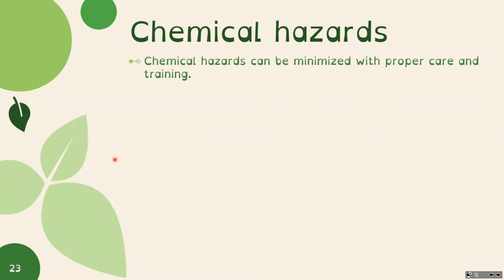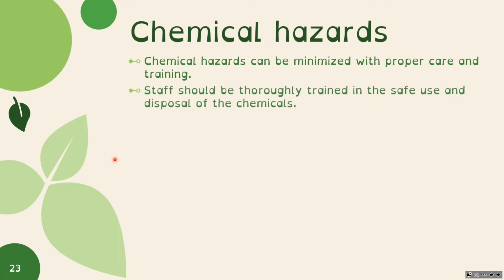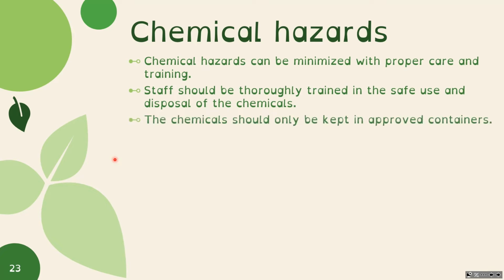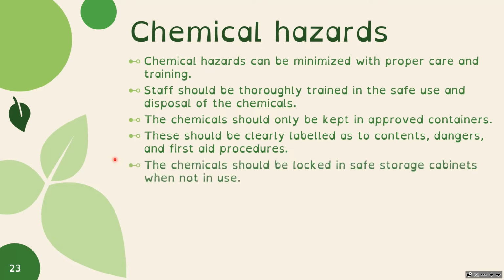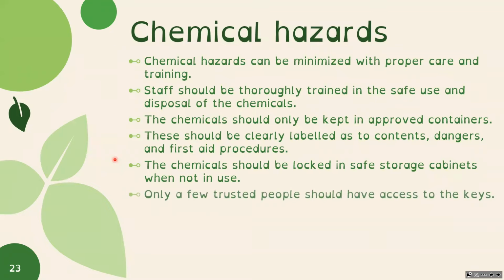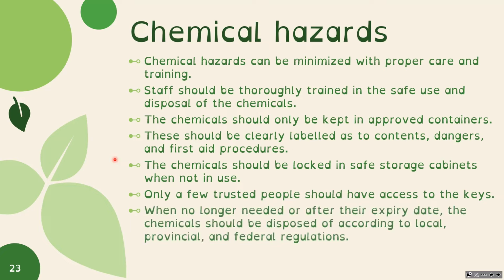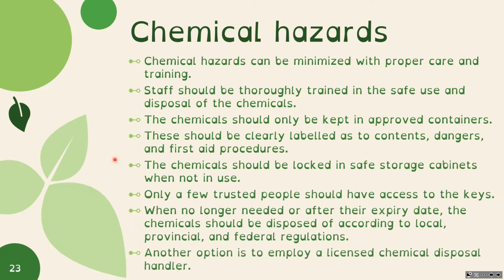So chemical hazards can be minimized with proper care and training. Staff should be thoroughly trained in the safe use and disposal of the chemicals. The chemicals should only be kept in approved containers. These should be clearly labeled as to the contents, the dangers, and first aid procedures. The chemicals should be locked in safe storage cabinets when not in use, and only a few trusted people should have access to the keys to those cabinets. When no longer needed or after their expiry date, the chemicals should be disposed of according to local, provincial, and federal regulations. Another option is to employ a licensed chemical disposal handler.